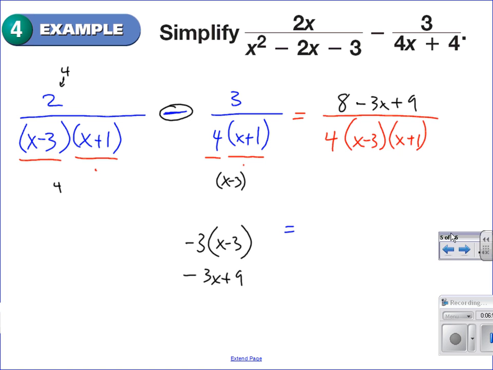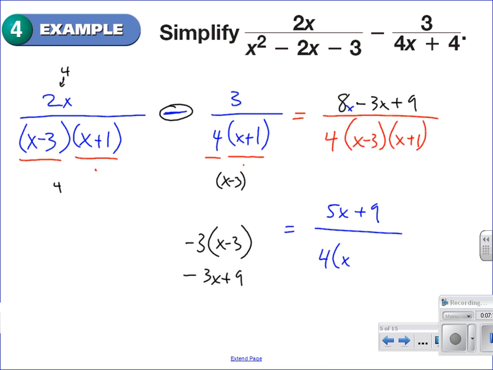And now we're basically done except for the simplification. So now I'm going to write this as, oh, I forgot my x here. So 8x. So I got 8x minus 3x is 5x plus 9 over, again, I can combine these together or not. There's no reason not to write this as 4 times x minus 3 times x plus 1. If you want to see the quadratic that it is, you multiply it all together.